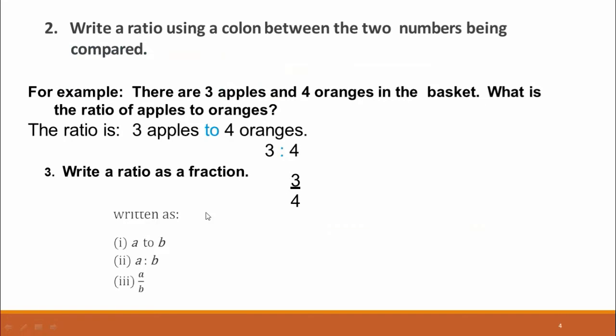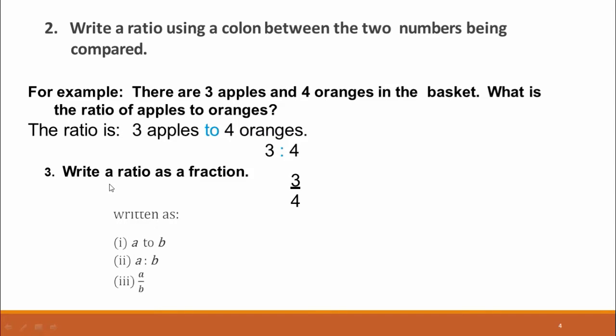And secondly, write a ratio using a colon between the two numbers being compared. For example, there are 3 apples and 4 oranges in the basket. What is the ratio of apples to oranges? We can write the ratio of apples to oranges as 3 apples to 4 oranges. So we can use this colon between these two quantities, 3 colon 4. This symbol represents the ratio between these two quantities.